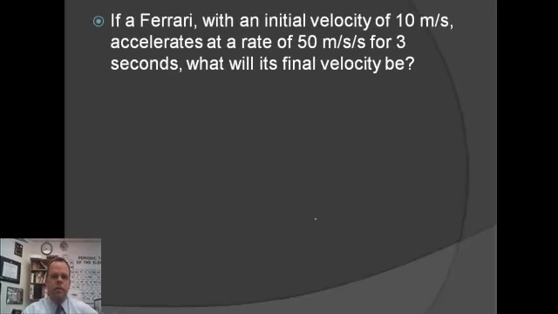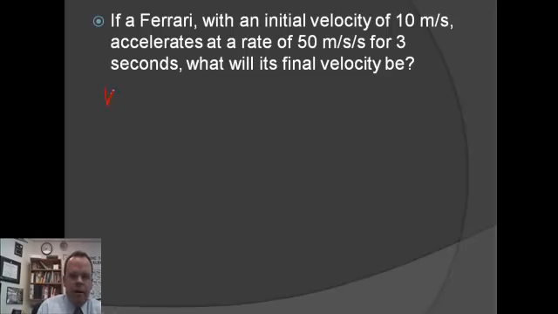Okay, and the next problem. Try this one on your own. The easiest way is to press pause, and then come back and press play again, and see if you got the right answer. So if a Ferrari with an initial velocity of 10 meters per second accelerates at a rate of 50 meters per second squared for 3 seconds, what is its final velocity?